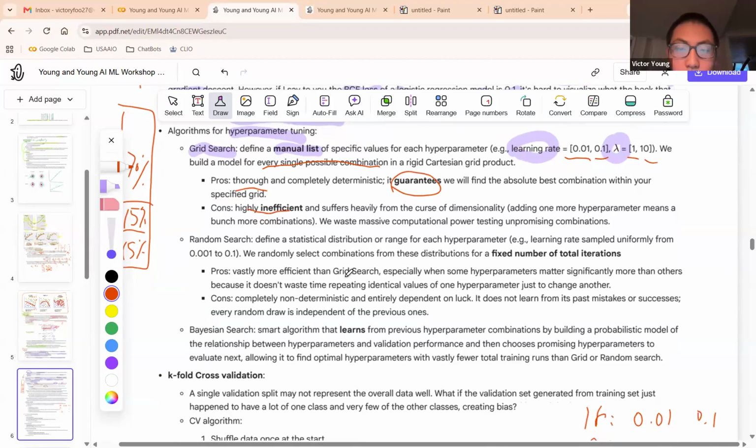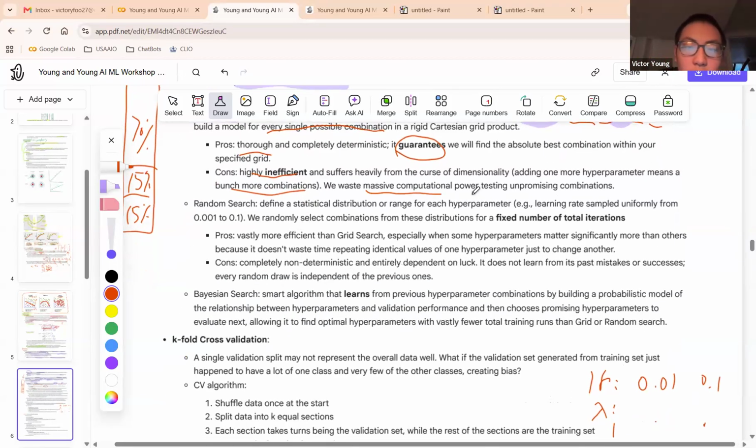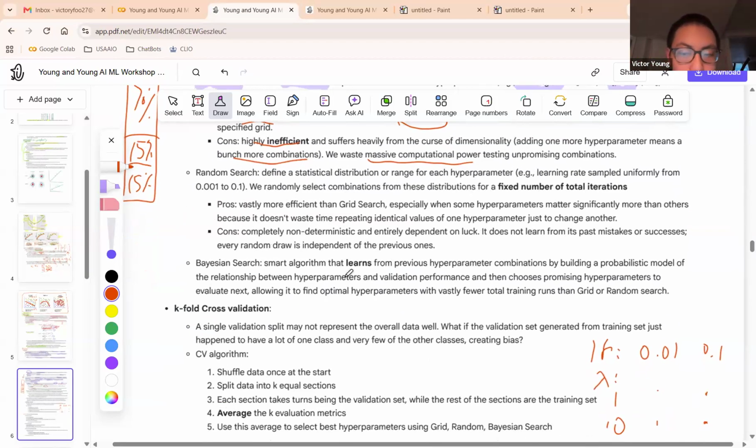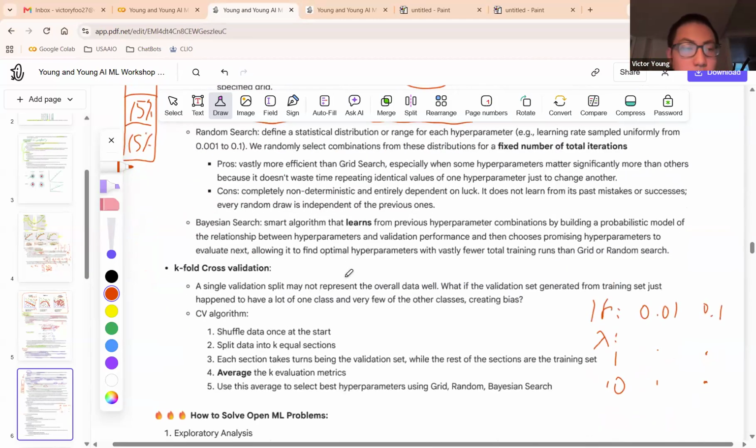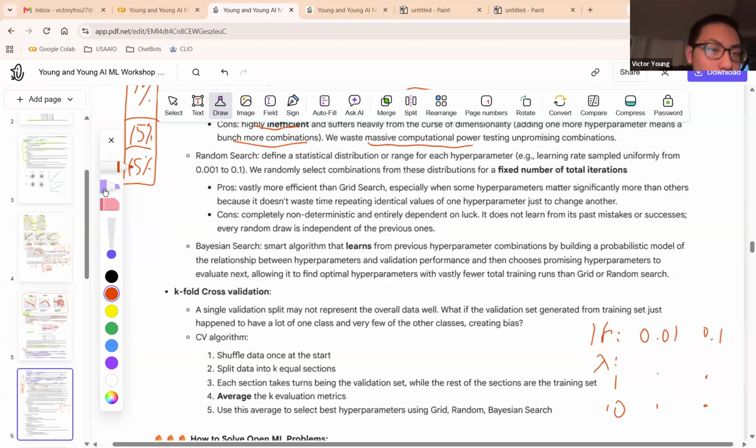And if we have already many hyperparameters and we just add one more, then there'll be a whole bunch more combinations. So that just is huge, massive computational power. That's not good. Okay, the second option is called random search.